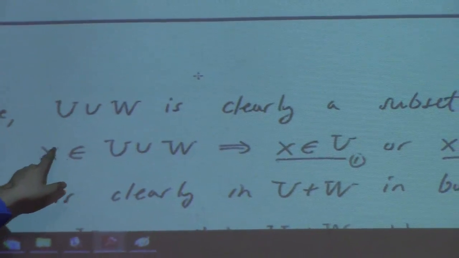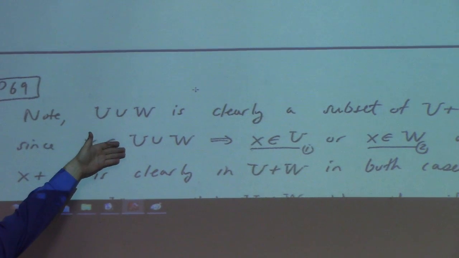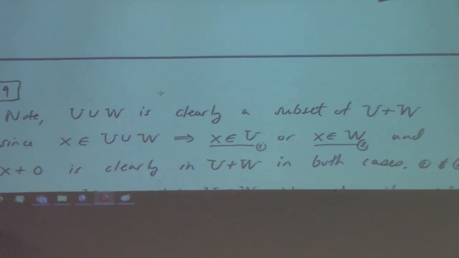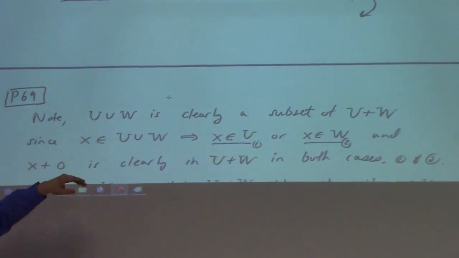So I show that this is a subset of W, and then what else? So I show the union's in there, and then what?